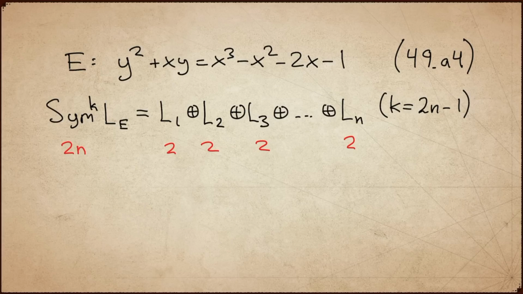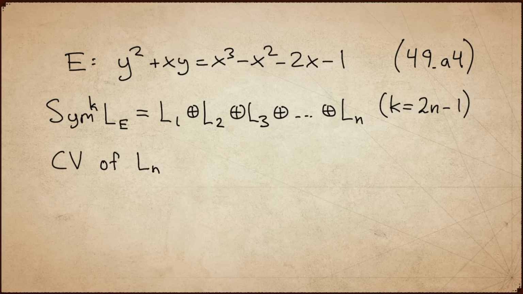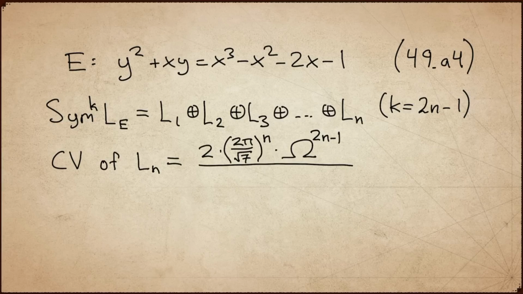Any of these L functions has, of course, a central value at the symmetry point. Central values in general are very mysterious, but the miracle here is that there is a formula for that value, which was found by some of the most legendary L function researchers in history, Gross, Zagier, and Rodriguez-Villegas. The formula says that the central value of Ln equals 2 times (2 pi over square root of 7) to the power n times a certain number omega to the power 2n minus 1 times a certain number a depending on n. All of that divided by n minus 1 factorial.